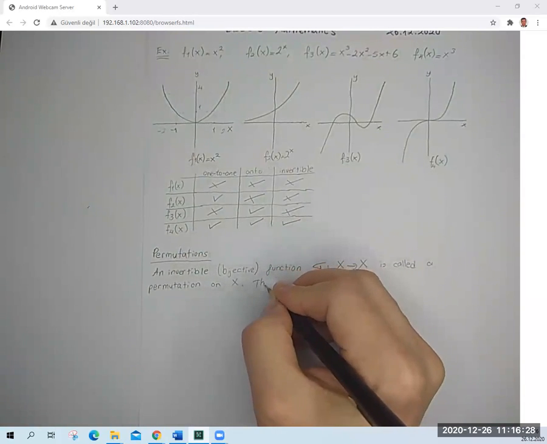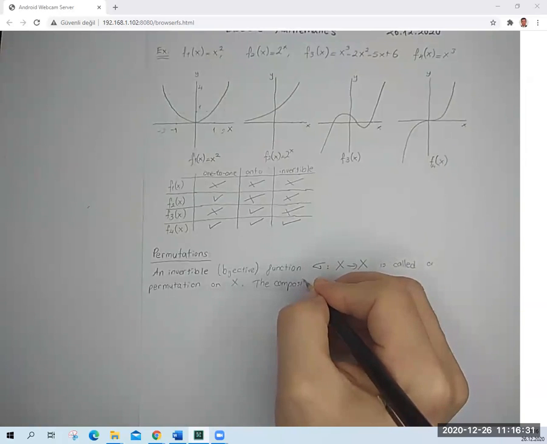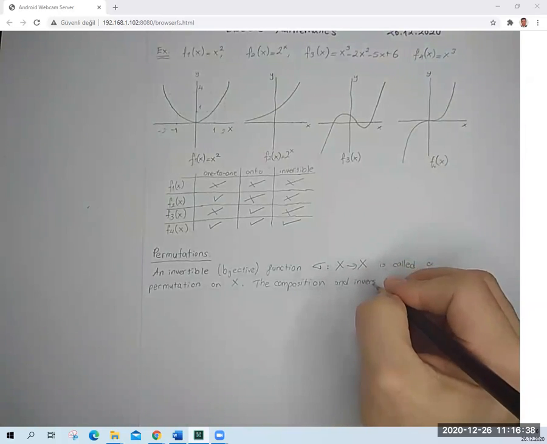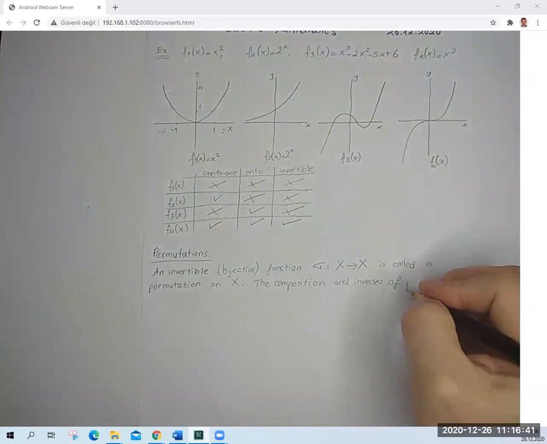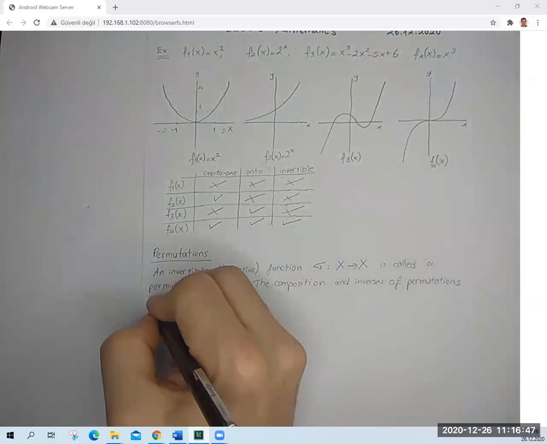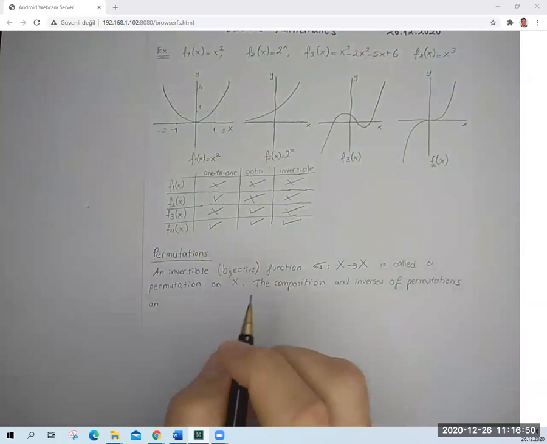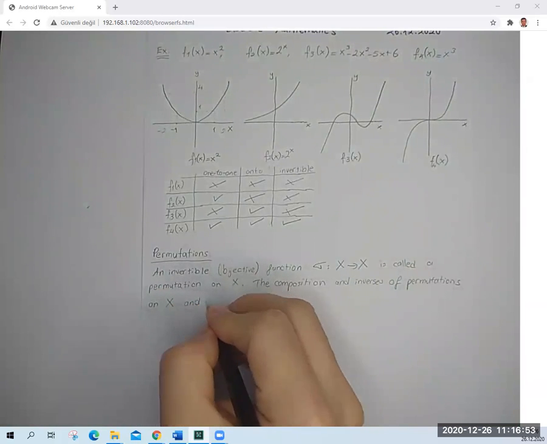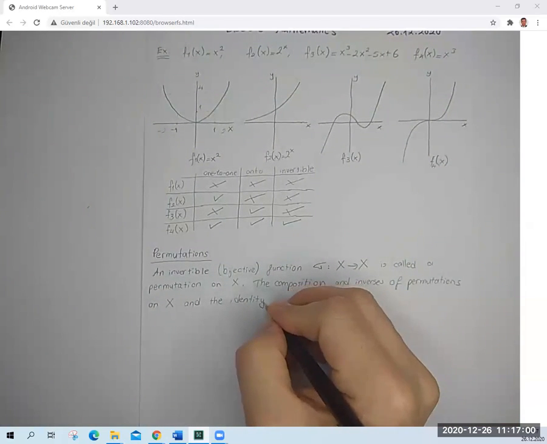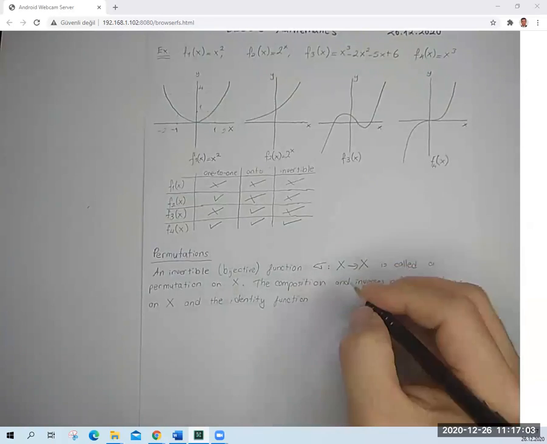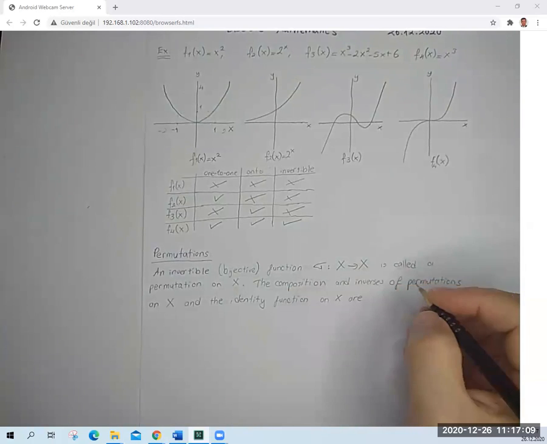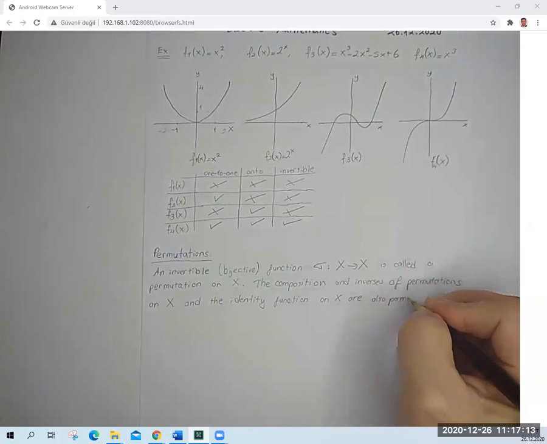The composition and inverses of permutations on x, it means the sigma function and the identity function on x, are also permutations on x.